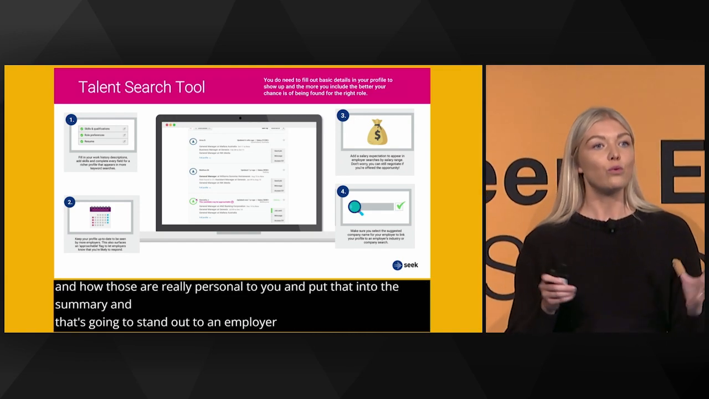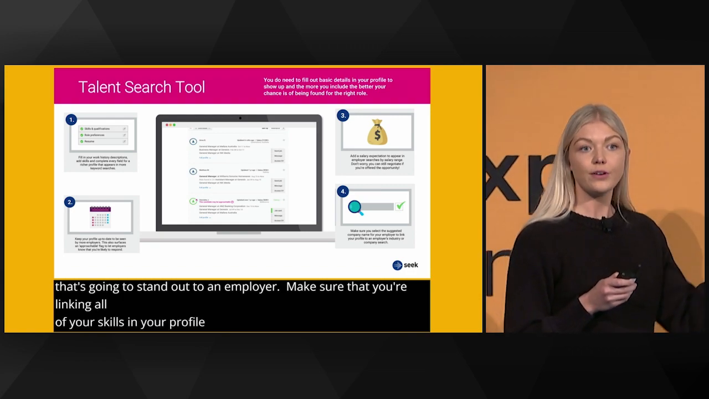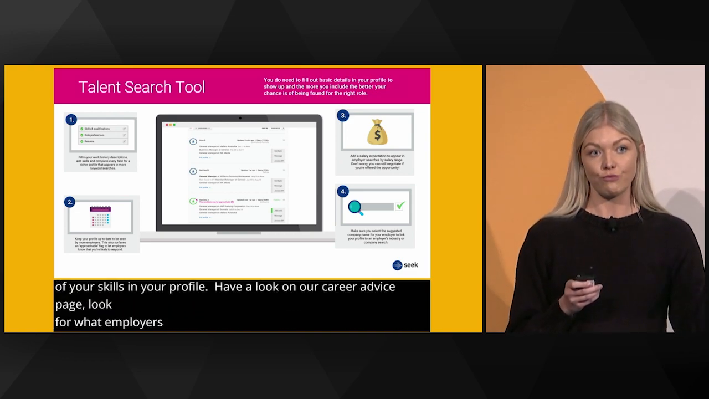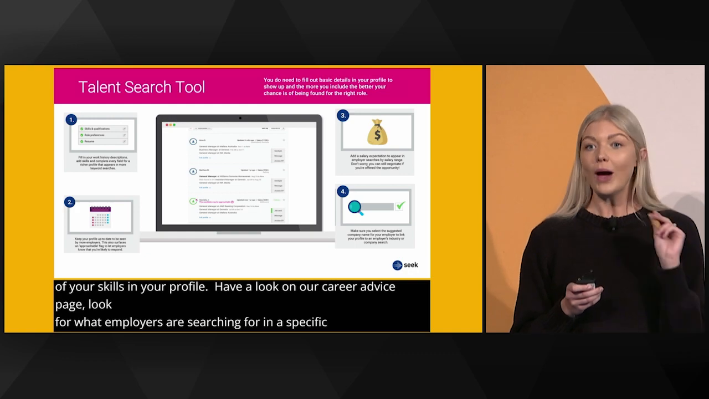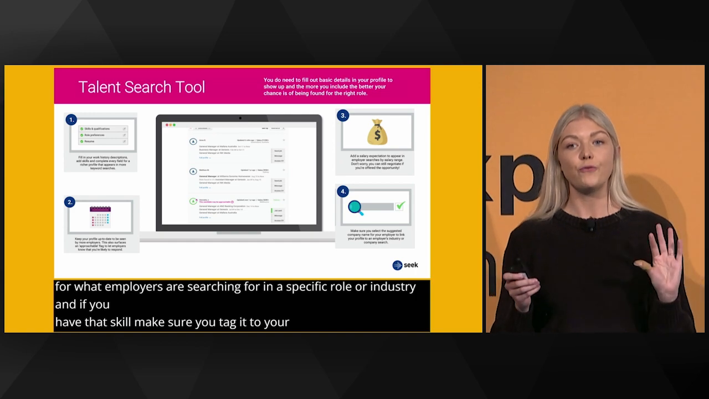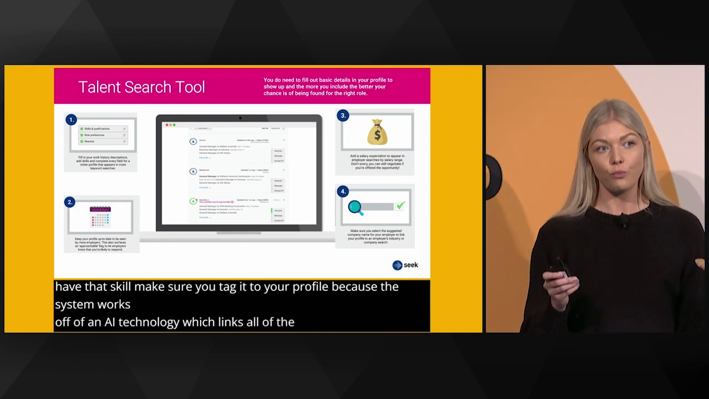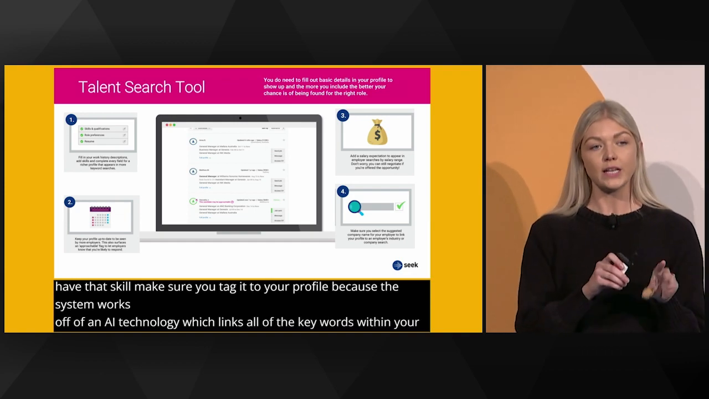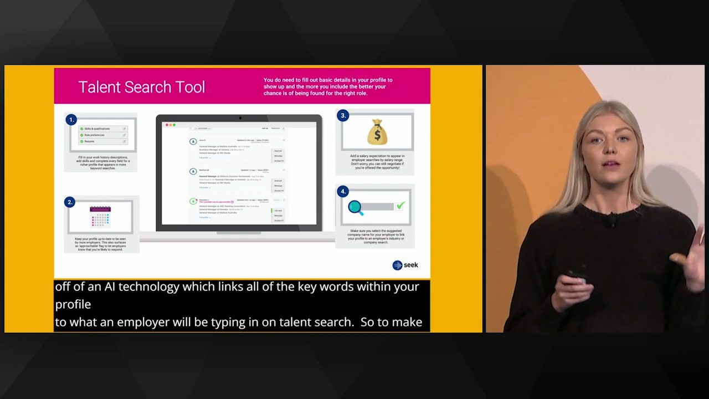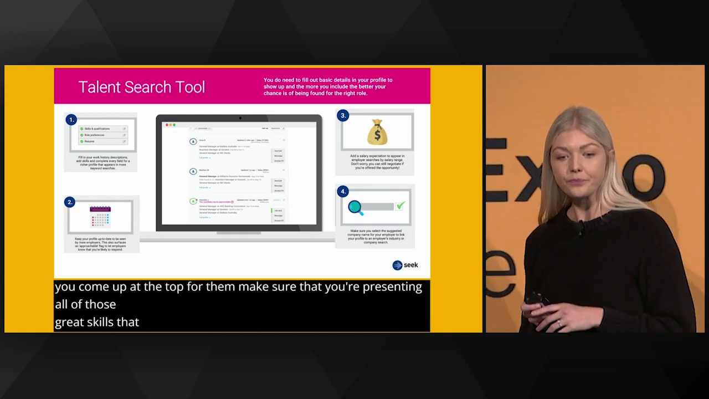Make sure that you're linking all of your skills in your profile. Have a look on our career advice page. Look for what employers are searching for in a specific role or industry, and if you have that skill, make sure you tag it to your profile. The system works off of AI technology which links all of the keywords within your profile to what an employer will be typing in on talent search. So to make sure that you come up at the top for them, make sure that you're presenting all of those great skills that you do have for that role.